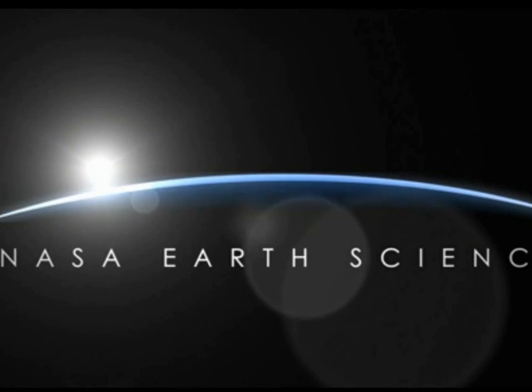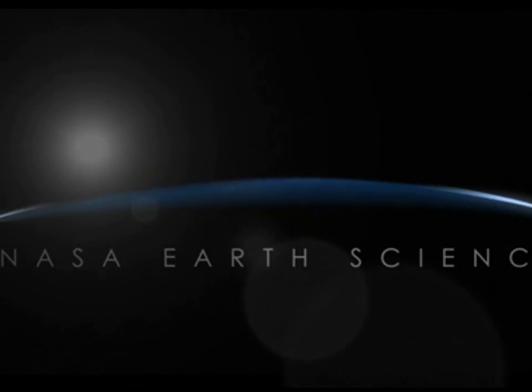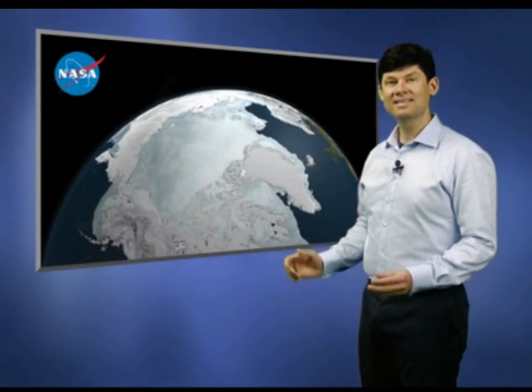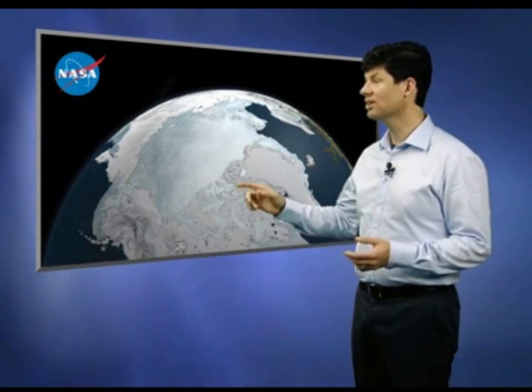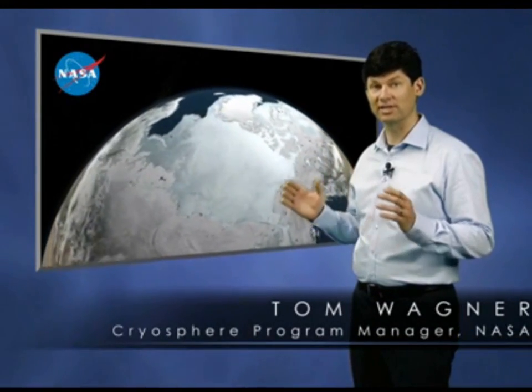Dr. Wagner, could you tell us what sea ice is and what's new with it this year? Sea ice is the ice that forms on the ocean in the winter months. And the image you're looking at right here is a picture of the top of the planet. Not a model, not a simulation, not an artist's impression, but actual data from a satellite showing us the sea ice cover on the Arctic Ocean.